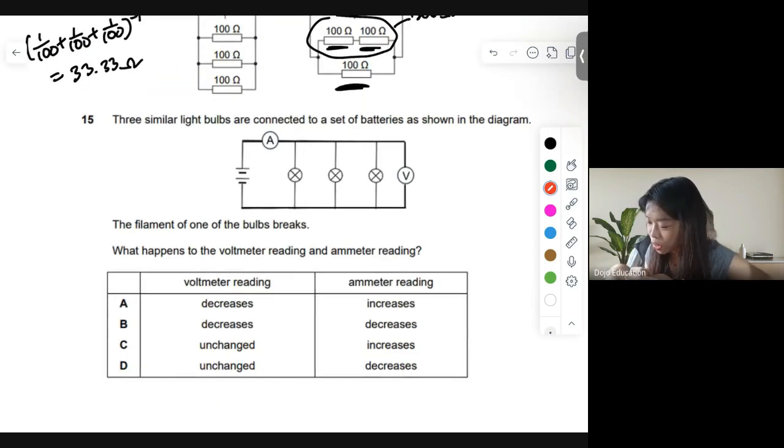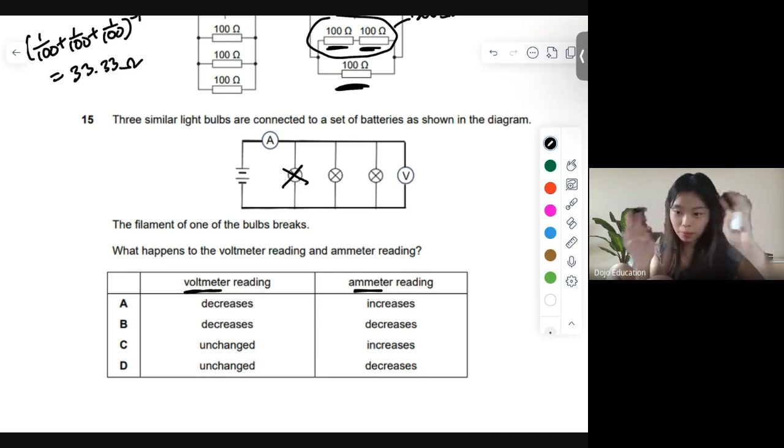Question 15. So the filament of one of the bulb breaks. So what happened to the voltmeter reading and ammeter reading? So what if one of my bulb doesn't work anymore? What will happen to my voltage and also my current? Because that's what voltmeter measures and that's what ammeter measures, right? So I'll give you all maybe 30 seconds to think about it first, then we'll go through.